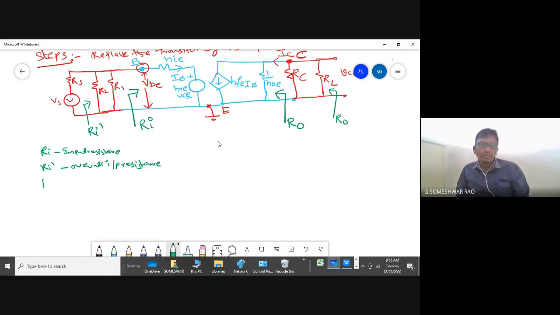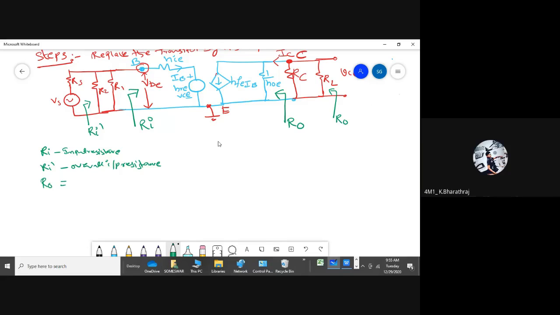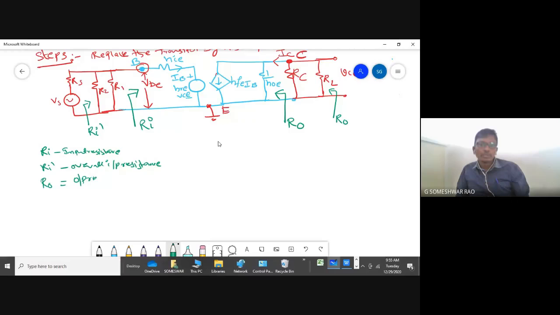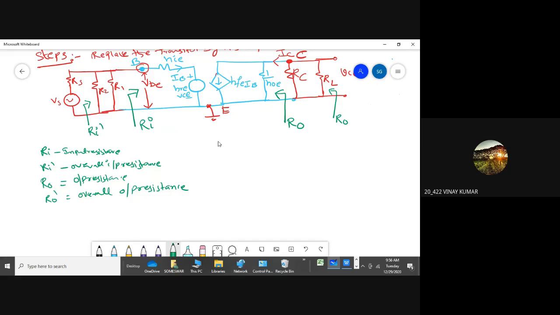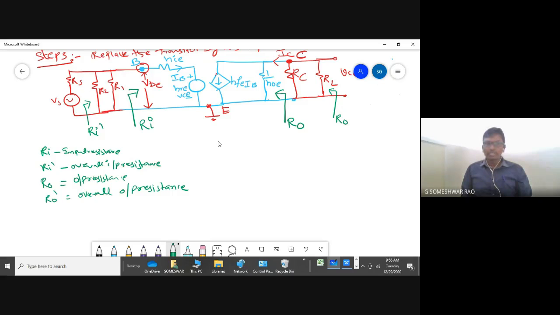Are you following? What is R naught? Output resistance. Good. What is R naught dash? Can you tell me? Overall output resistance. Is it okay? Okay, please write the names. So suffix I indicates input resistance, I dash indicates overall input resistance, R naught output resistance, R naught dash overall output resistance.